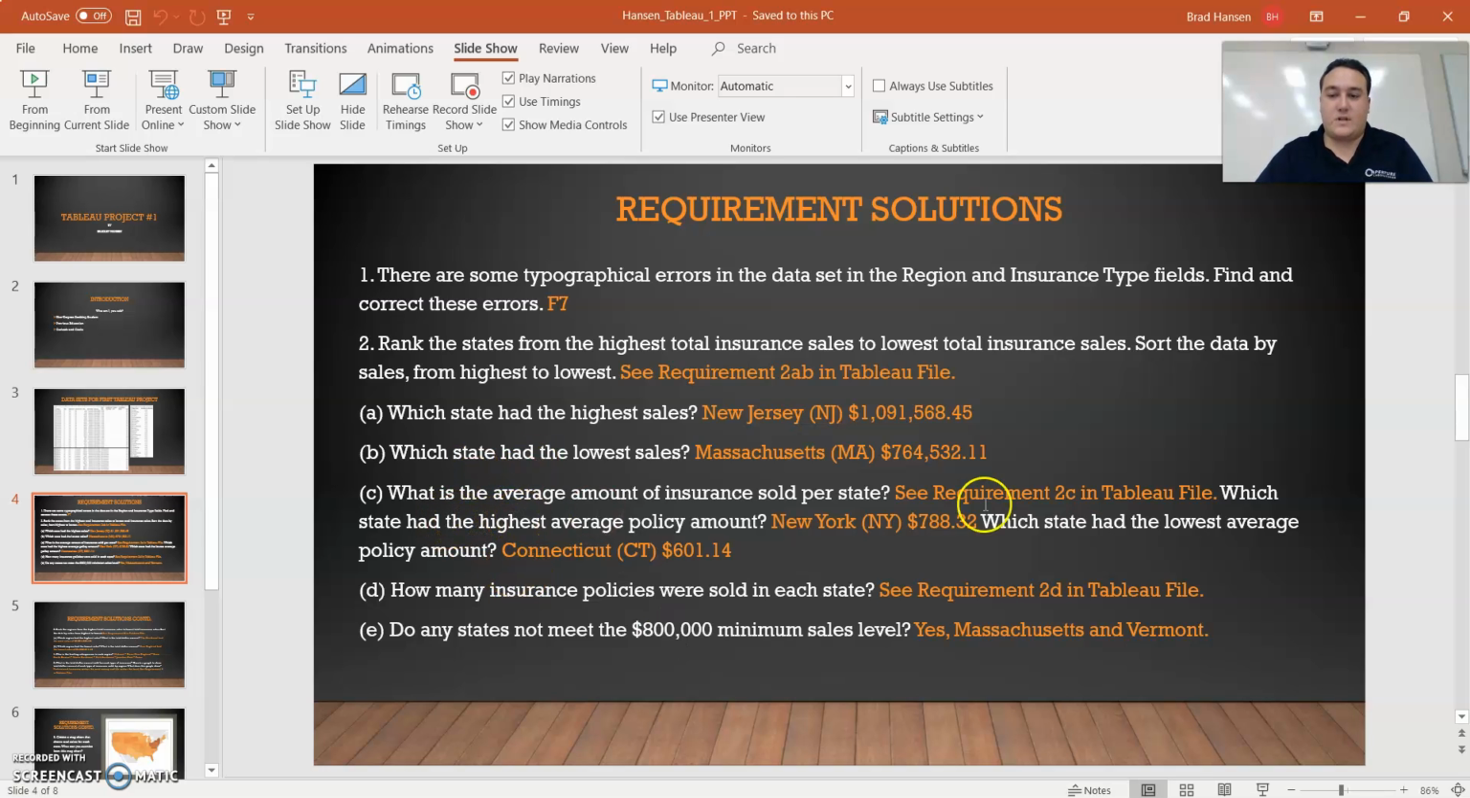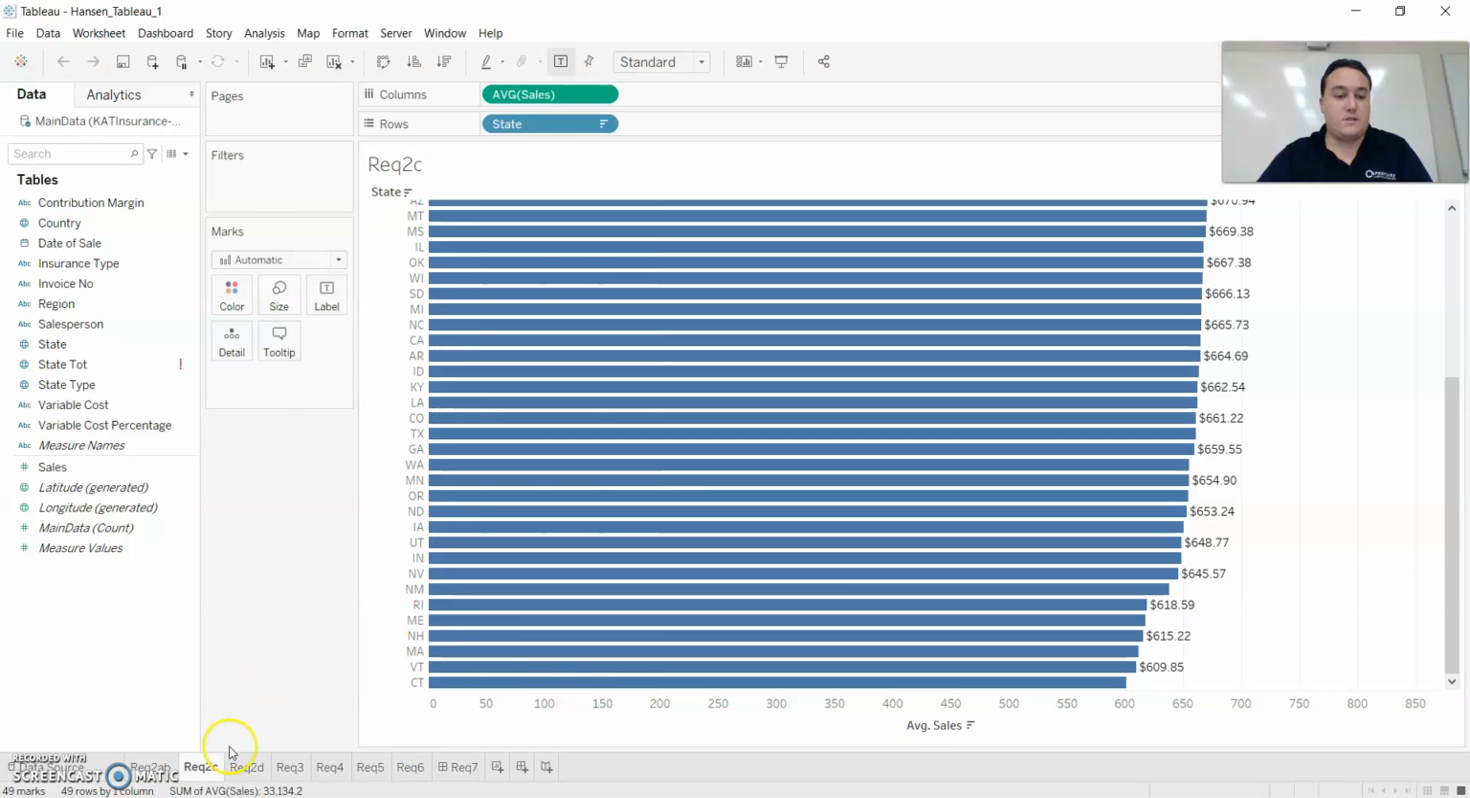All right. So, which state had the highest average? That was New York. And which state had the lowest average? That was Connecticut. And the corresponding average prices or sales. How many insurance policies were sold in each state? So we go back, we're going to see 2D, it's right here.